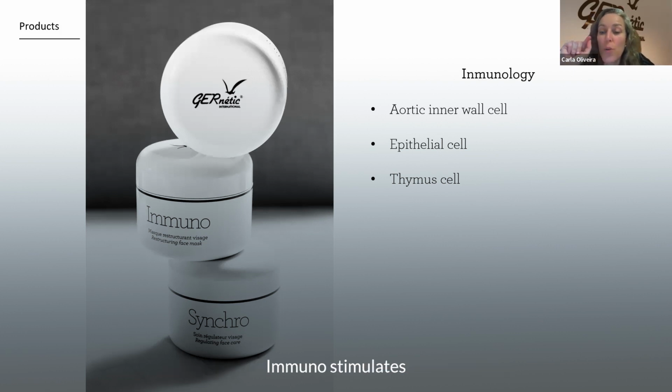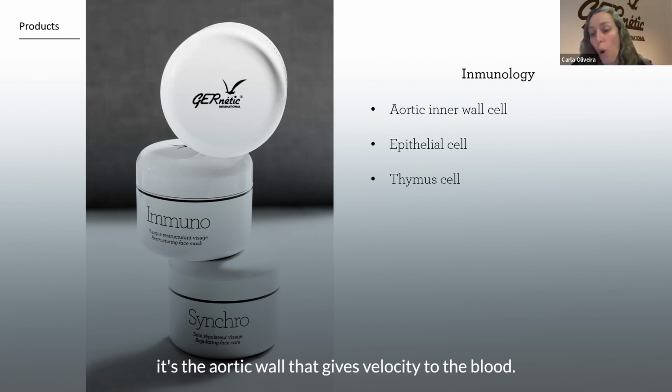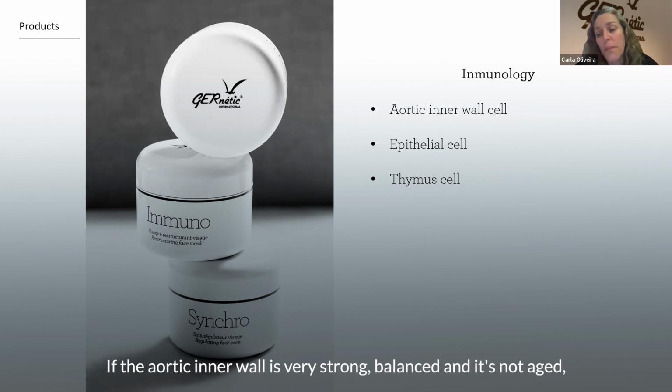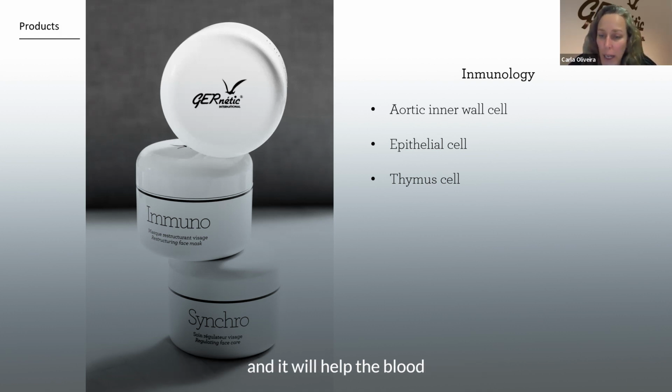Immuno stimulates the aortic inner wall cell, the velocity that our blood has to reach each cell from the moment that it is launched by the heart. It's the aortic wall that gives that velocity to the blood. If the aortic inner wall is very strong, balanced, and not aged, it will give a stronger impulse to the arterial blood, and it will help every essential nutrient that the skin needs get faster to our cells.